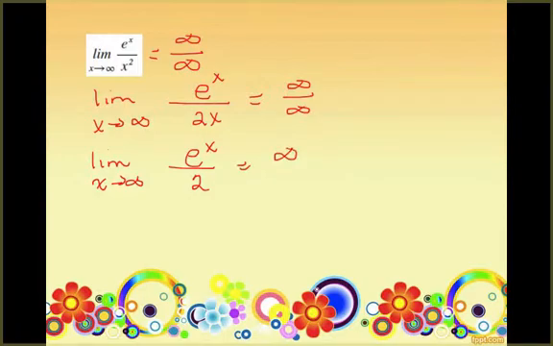But as x approaches infinity, e to the x goes towards infinity, but the denominator is 2. But if I have a very large number divided by 2, that's still going to approach infinity. So for this example, our limit would be infinity.